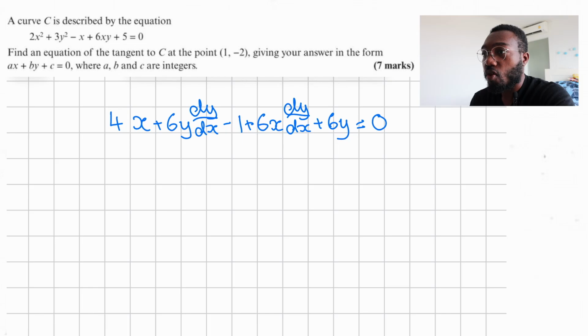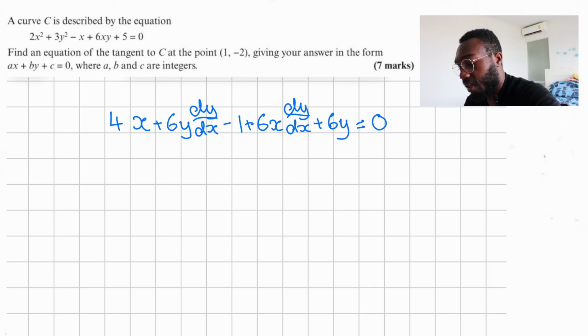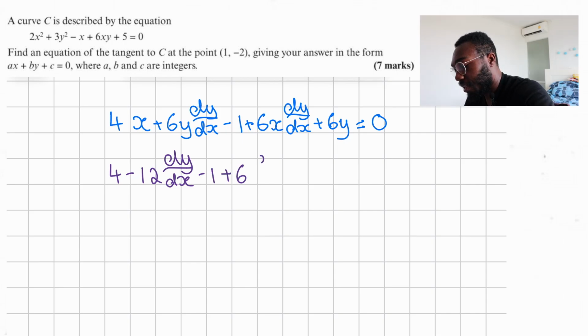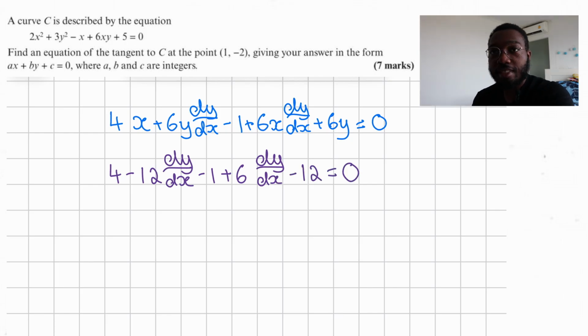So now we've done that, we can put in our values of x and y. So if we put in our values of x and y, well, we have x equal to 1 and y is equal to minus 2. So therefore, we'd get a 4 minus a 12 dy over dx. We get a minus 1 plus a 6 dy over dx minus a 12, and that is equal to 0.